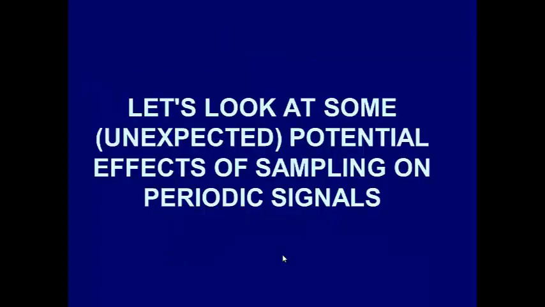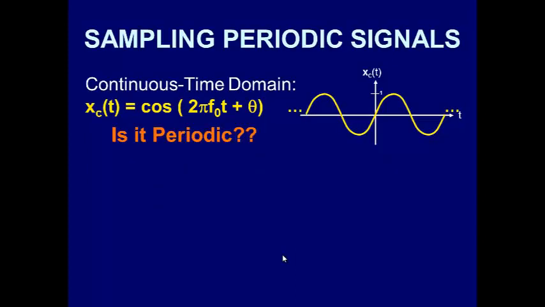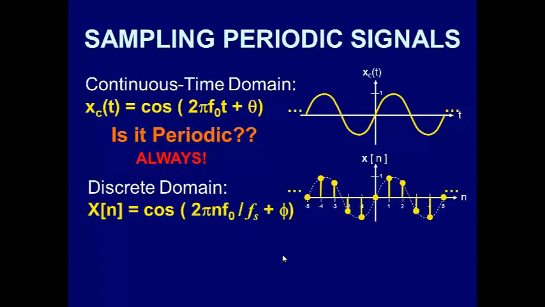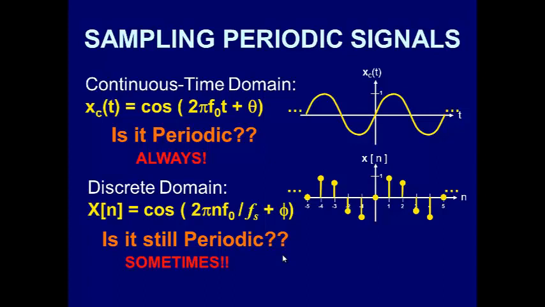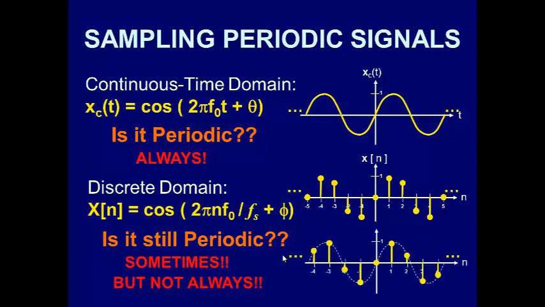Okay. Now, what could possibly go wrong? Let's look at some unexpected effects of sampling. Here's our continuous time signal, and we said that is periodic, right? Always, always, always. If I sample this signal, is the sampled version periodic? Is that one periodic? That looks okay. But that's not always going to be the case. There's a differently sampled signal that does not. It's the same original signal, but these samples don't repeat. There's no repeating pattern in there, at least as far as I can see.